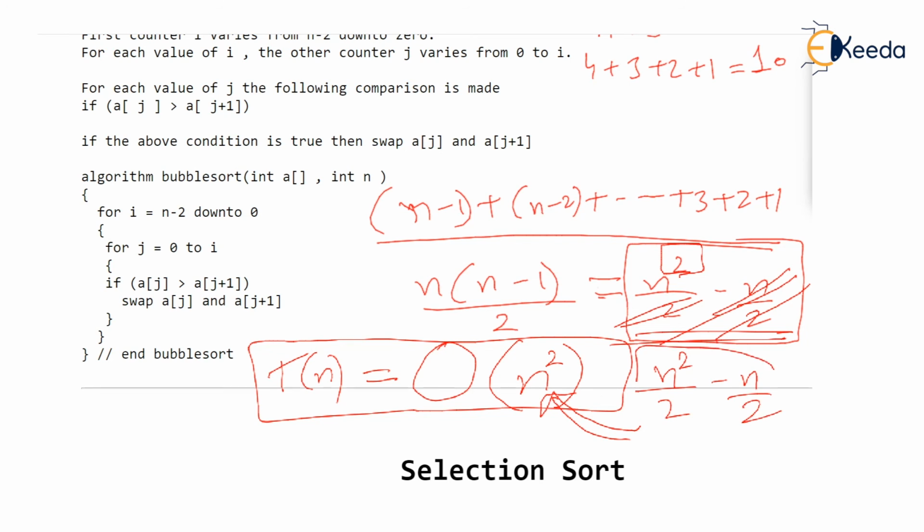But then we have written big O notation. Remember, big O notation means if n square by 2 minus n by 2 is the actual number of comparisons, then this is always less than n square. That's the meaning of big O notation, isn't it? So we got a polynomial n square by 2 minus n by 2, and we say it will always be less than n square, isn't it? So we can say T(n), the time taken to sort n elements, works in the order of n square.